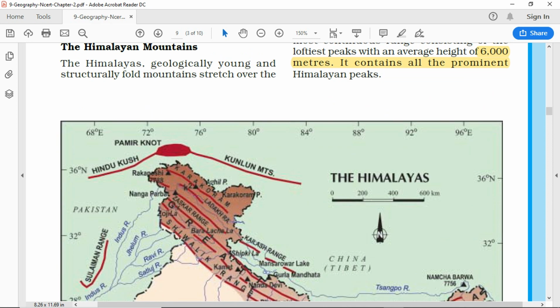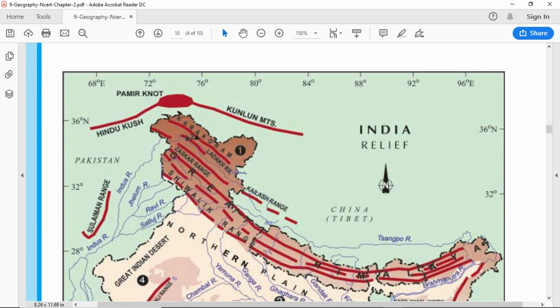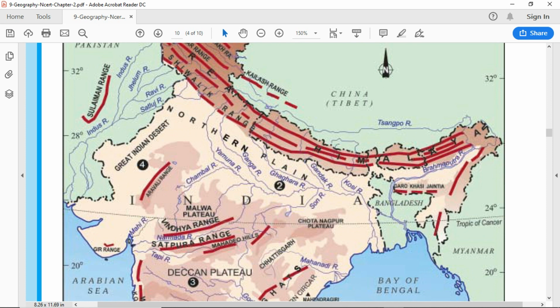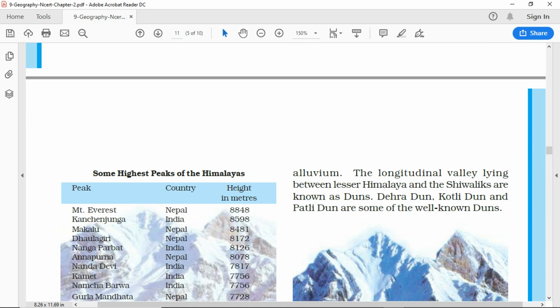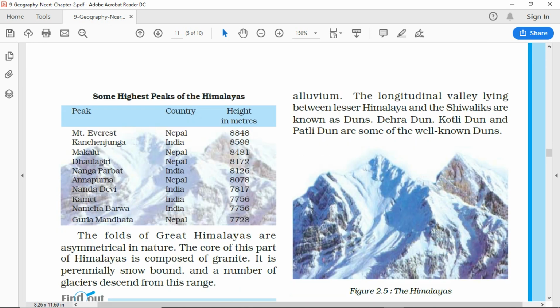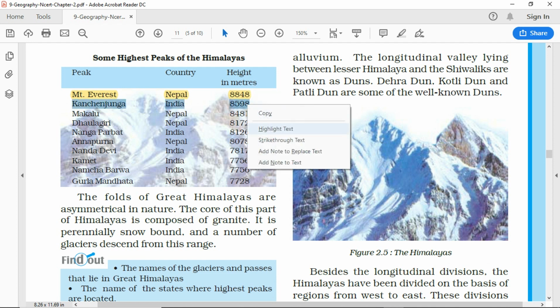Contemporary India. Figure 2.4, Relief. Physical features of India. Some highest peaks of the Himalayas. Peak, country, height in meters. Mt. Everest, Nepal, 8,848. Kanchenjunga, India, 8,598. Makalu, Nepal, 8,481. Dhaulagiri, Nepal, 8,172. Nanga Parbat, India, 8,126. Annapurna, Nepal, 8,078. Nanda Devi, India, 7,817. Kamet, India, 7,756. Namcha Barwa, India, 7,756. Gurla Mandhata, Nepal, 7,728.